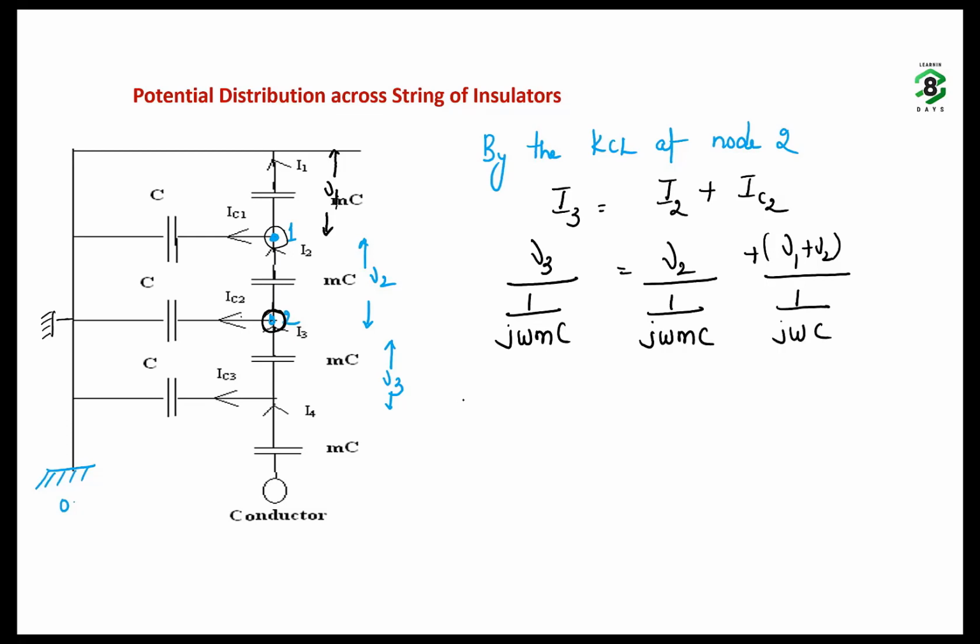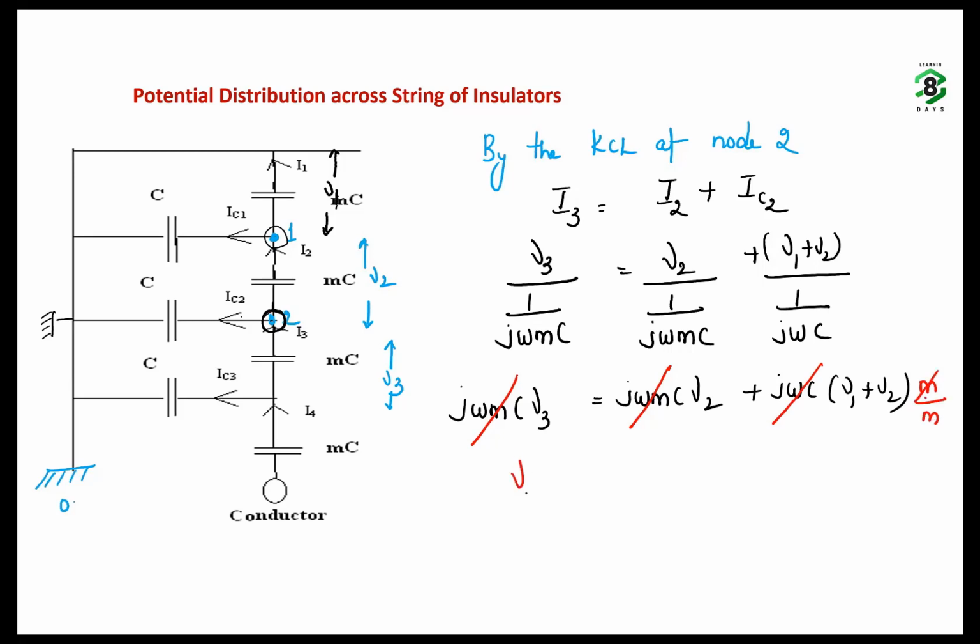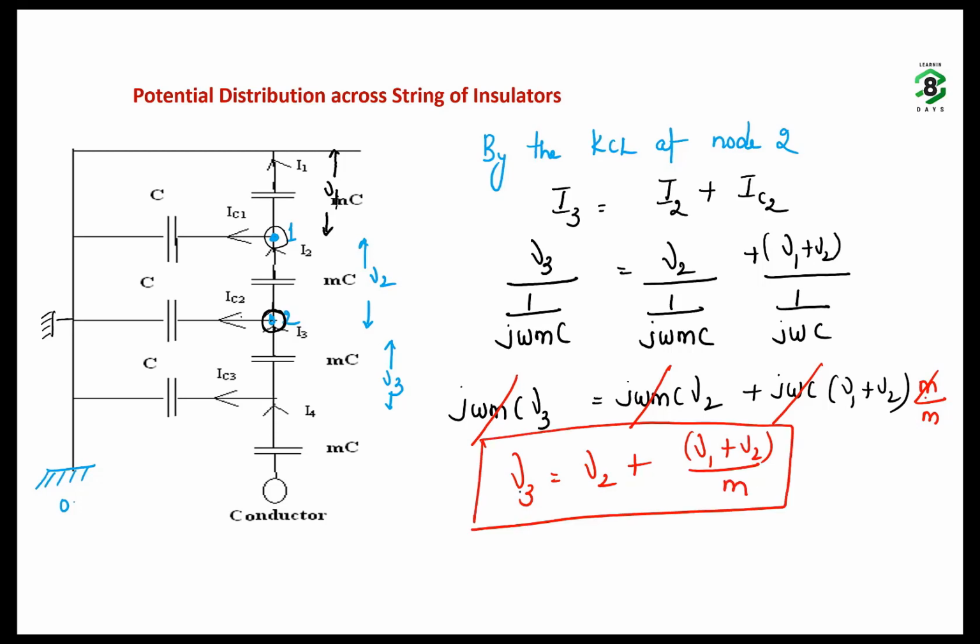So if you simplify, you are going to get j omega mC V3 is equal to j omega mC V2 plus j omega C into V1 plus V2. Again, if we cancel j omega mC, where I am multiplying and dividing with m, you are going to get V3 is equal to V2 plus (V1 plus V2) whole divided by m. Understand? So likewise, you can generalize the formula.